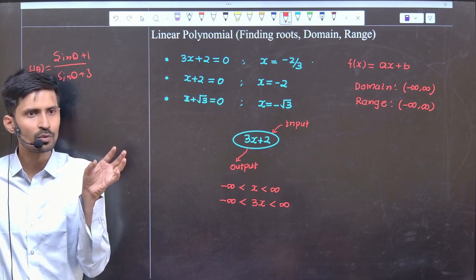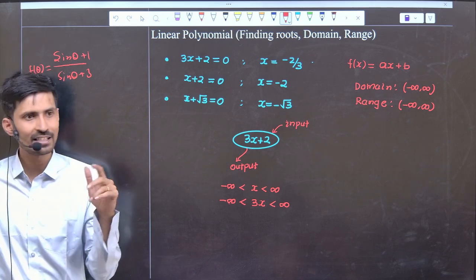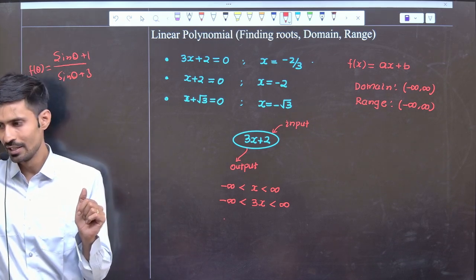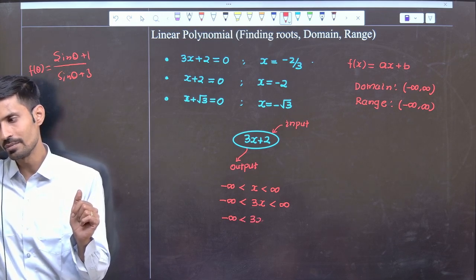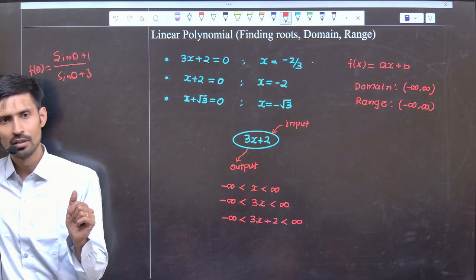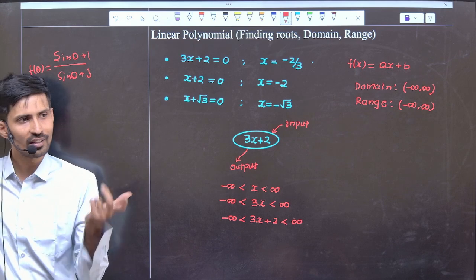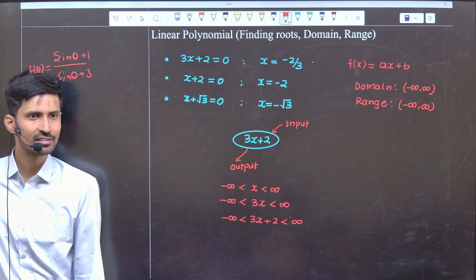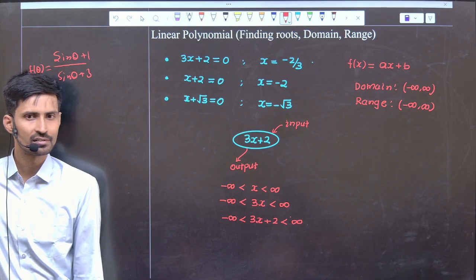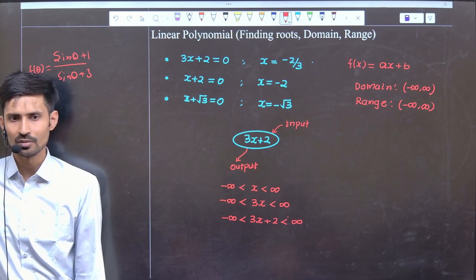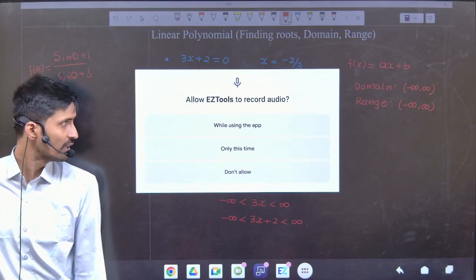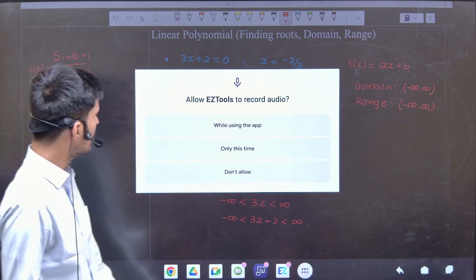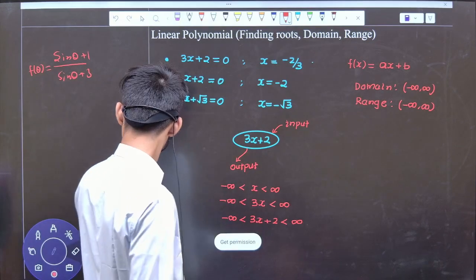What do we have to do? Plus 2. Minus infinity plus 2 is minus infinity. 3x plus 2 will become 3x plus 2. And infinity plus 2 is infinity. We got range minus infinity to infinity. Yes or no? That's why for any linear polynomial, the range will be all real numbers.